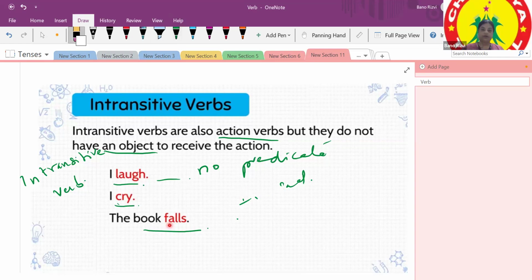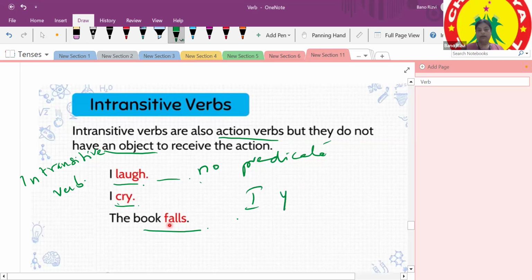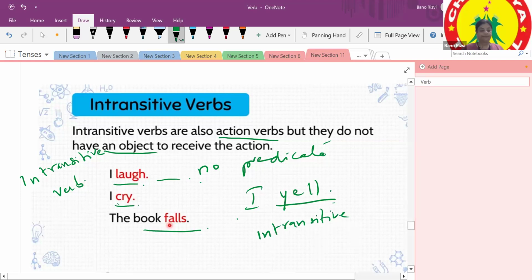Let me give you another example of an intransitive verb. I yell. Okay, you yell at your friend; that is a complete sentence. But here the sentence is incomplete. I yell. Only you yell. So yell is an intransitive verb.